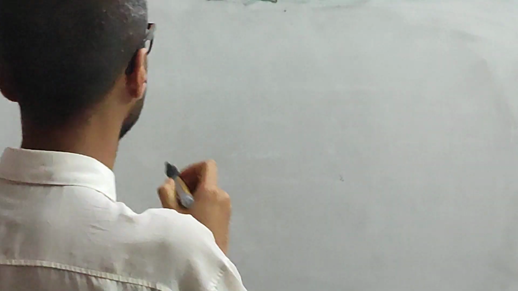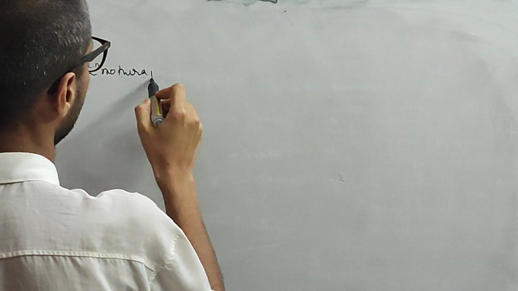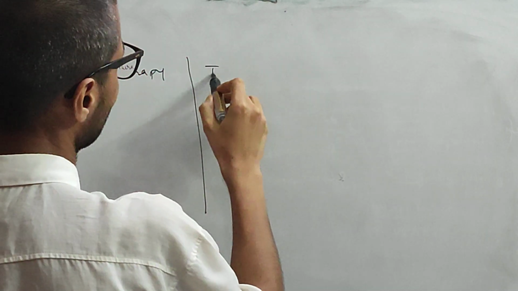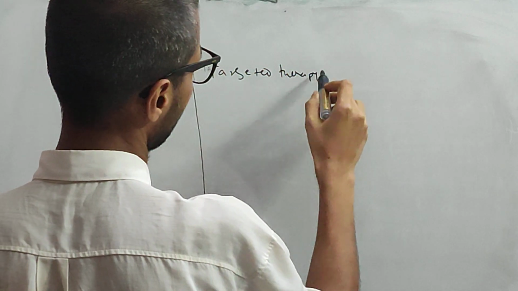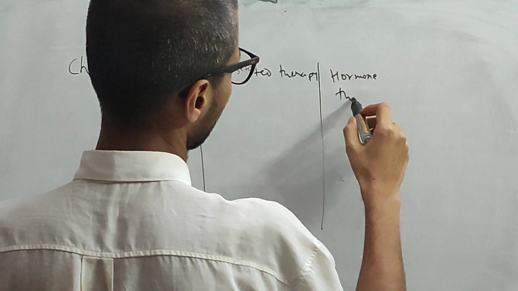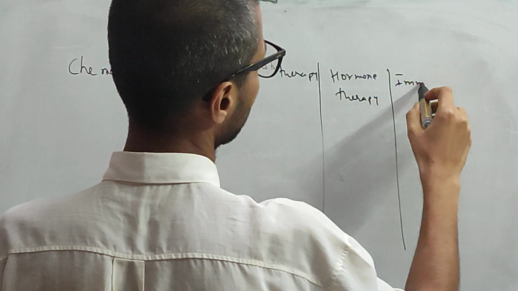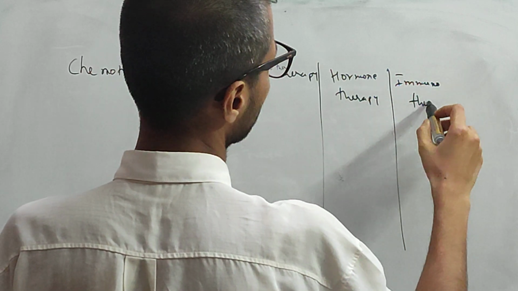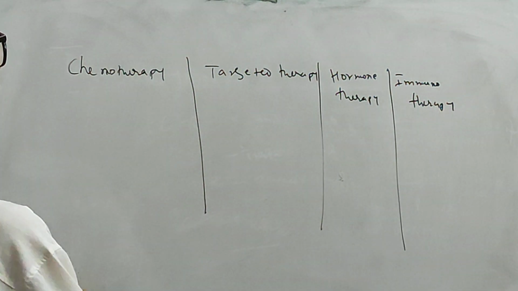Our topic of discussion is systemic anti-cancer therapy. So today we will talk about cytotoxic chemotherapy, targeted therapy, hormone therapy, and immunotherapy. So what is the difference between these different types of therapy?